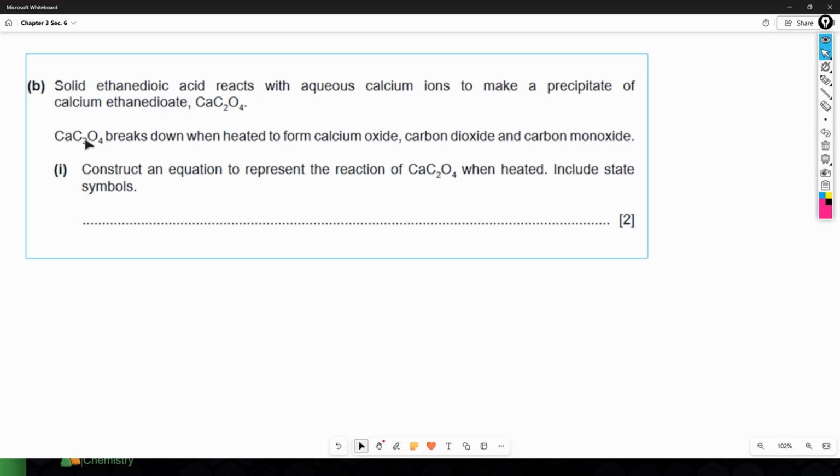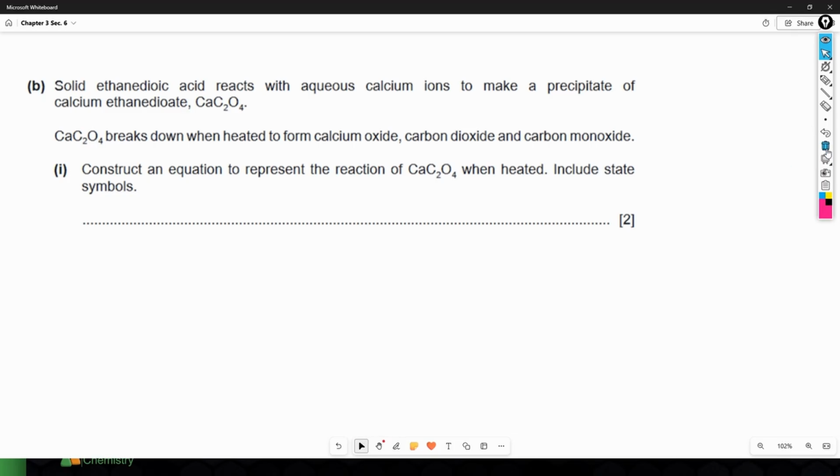We have CaC2O4, which is that calcium ethane dioate, breaks down when heated to form calcium oxide, carbon dioxide, and carbon monoxide. Construct an equation to represent the reaction of CaC2O4 when heated. Include state symbols. So right away, here we are being asked, first of all, let's look for that command word. The command word here is construct. Again, construct does not mean that you know this already.